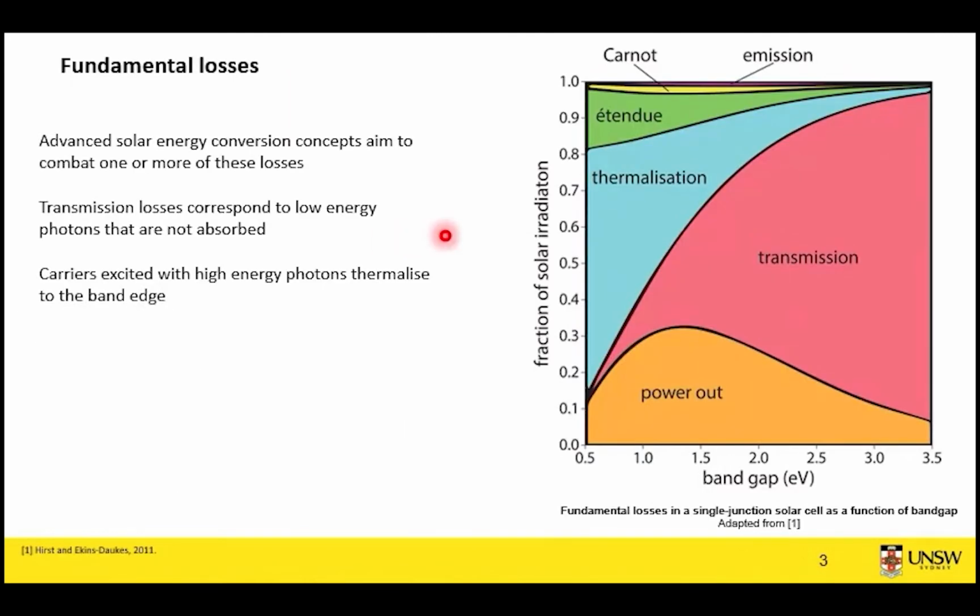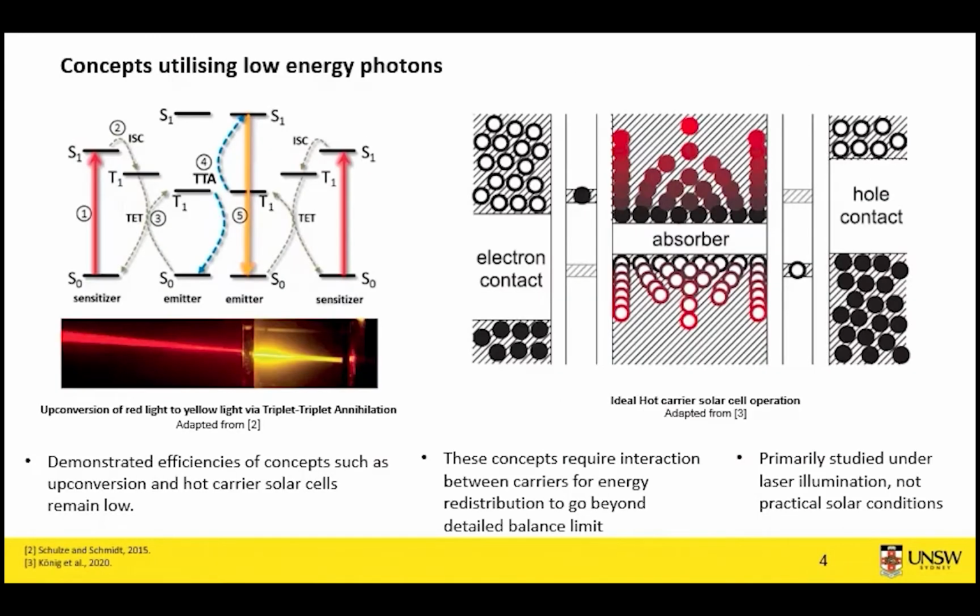In this talk, I will be focusing on advanced solar energy conversion concepts that aim to combat one or more of the fundamental losses in a single junction solar cell, seen in this figure as a function of bandgap. So the main losses are transmission, which correspond to low energy photons that are not absorbed, and thermalization of high energy carriers. I will be focusing on concepts that utilize low-energy photons.